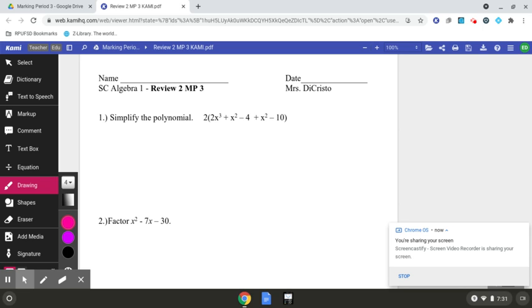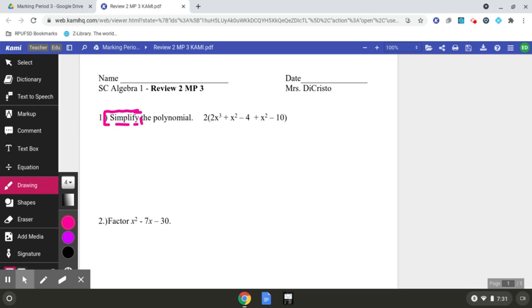Okay, so number 1 talks about simplifying. When we simplify, we have to remember that we're going to distribute and then combine like terms. The first thing I'm going to do is recognize what's on the outside of that parenthesis. On the outside of that parenthesis, we have a positive 2. So that's what we're going to distribute.